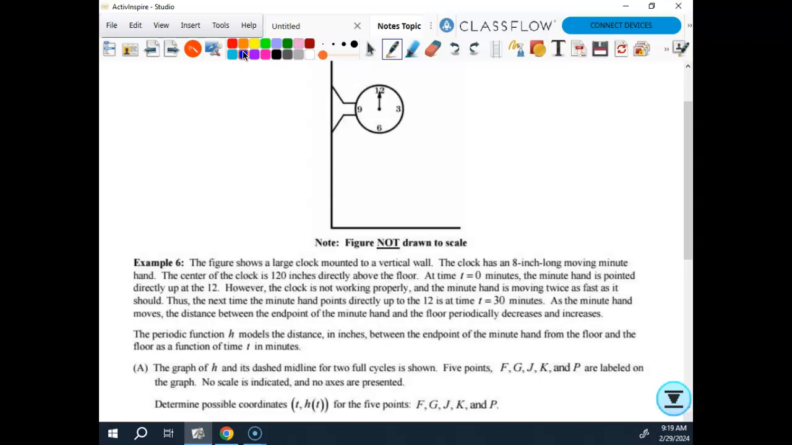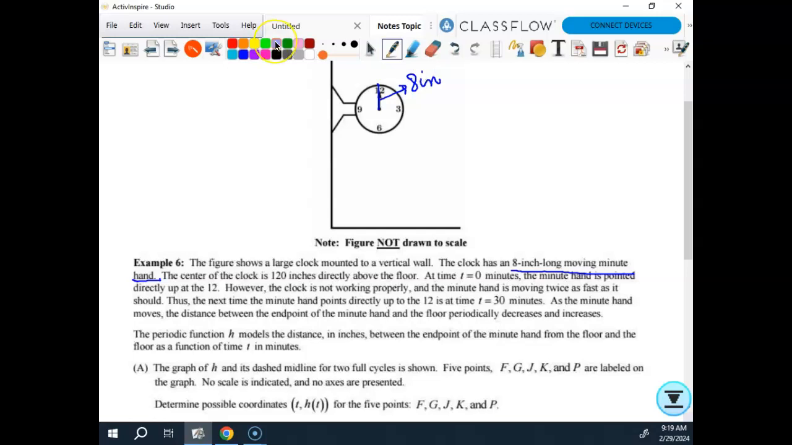So it says, the figure above shows a large clock mounted on a vertical wall. Check, it's there already, I didn't have to draw it. The clock has an 8-inch long moving minute hand. So this is the minute hand right here, and this is 8 inches. Okay.